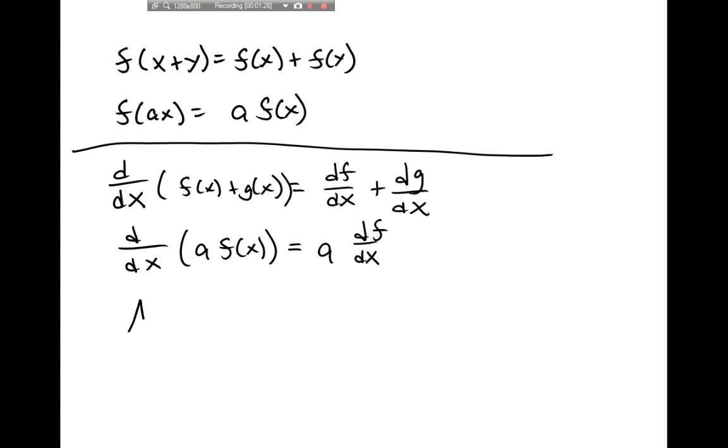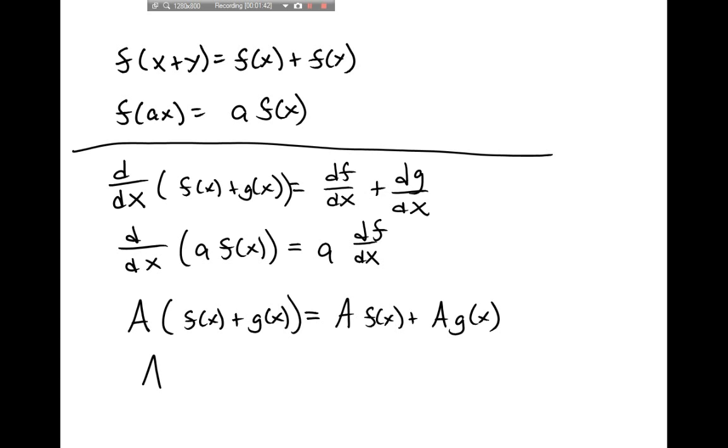So for example, if I take capital A and I multiply it by f of x plus g of x, then by distribution we can see that this is just going to be A times f of x plus A times g of x. Likewise, if I take A and I multiply it by a f of x, this is just going to be equal to A times a f of x. So we can see that multiplication and differentiation are both linear operations.